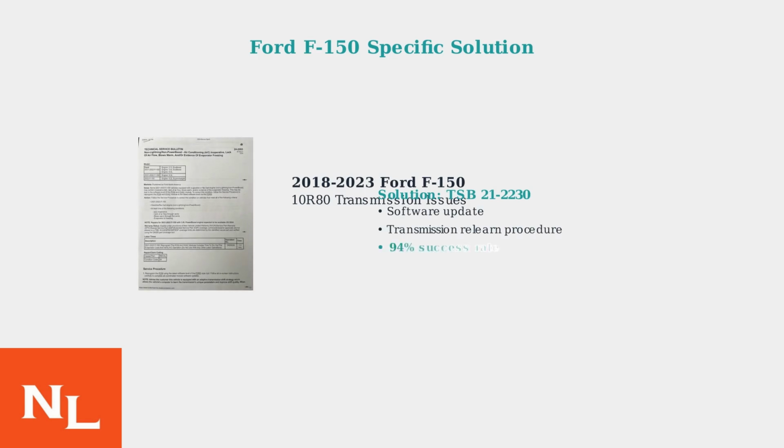Fluid changes every 30,000 miles reduce issues by 65%, while annual electrical checks prevent 40% of sensor failures. For 2018 to 2023 Ford F-150 trucks with the 10R80 transmission, a specific software update called TSB 21-2230 often resolves overdrive issues with a 94% success rate.